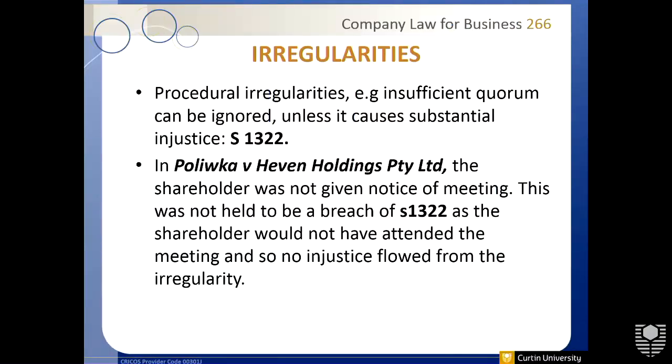Now, what happens if you have a procedural irregularity? What if you passed a resolution but did not have sufficient quorum? That will be considered an irregularity, and normally, if you pass any resolution which doesn't have a quorum, it would be void. However, under Section 1322, if you have an irregularity that doesn't cause substantial injustice, then that irregularity can be ignored.